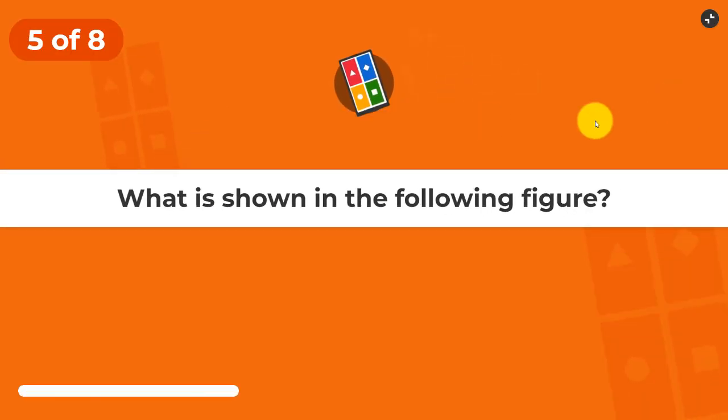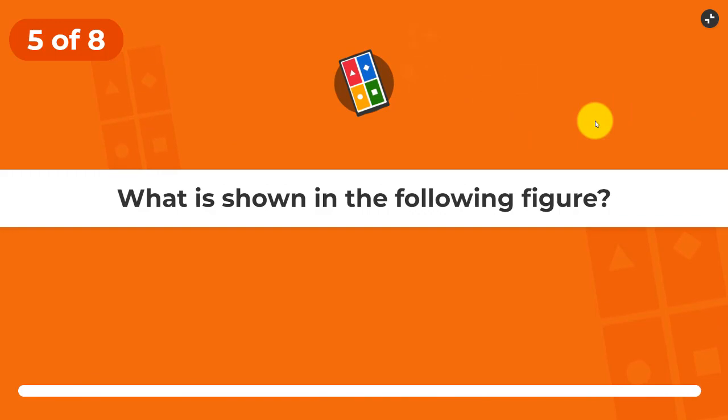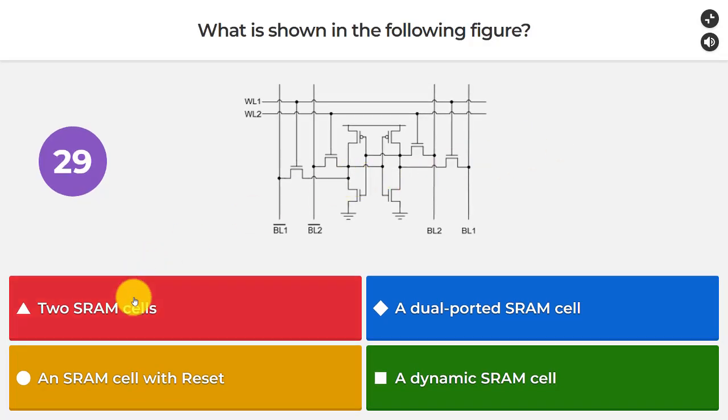Question number 5. What is shown in the following figure? Is it 2 SRAM cells? Kind of looks like it. Is it a dual-ported SRAM cell? Possibly. Is it an SRAM cell with reset? Well, I don't see any reset in these signals here.